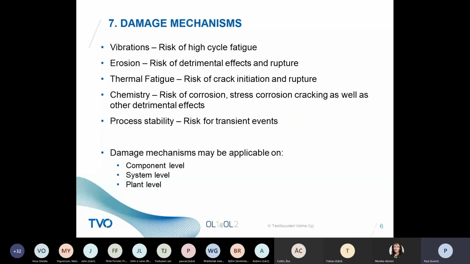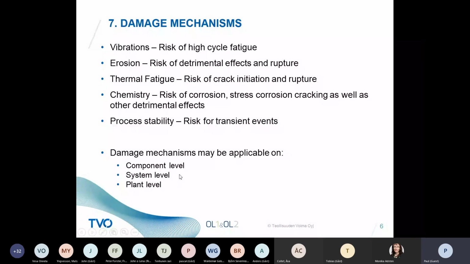Well, there are some other items: erosion, thermal fatigue, chemistry, process stability. So all these things, at least as far as they concern my area of expertise, I had a look at, and I said it's quite a big project, and it's actually still going on with the probability of thermal cycling inside the downcomer of the reactor. That's still, I would say, the last active project. We looked at the damage mechanism from a component, system, and plant level.